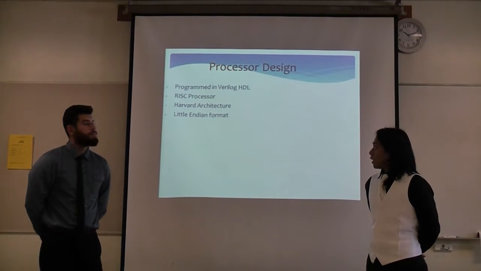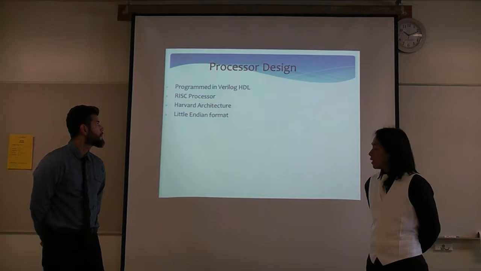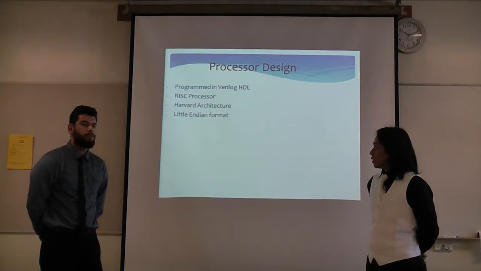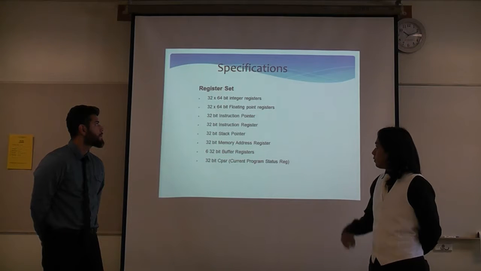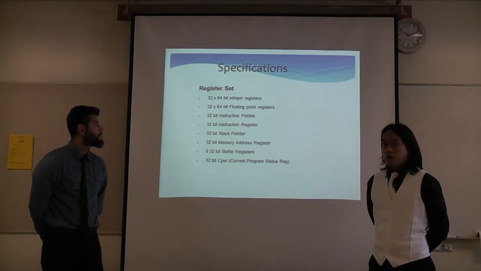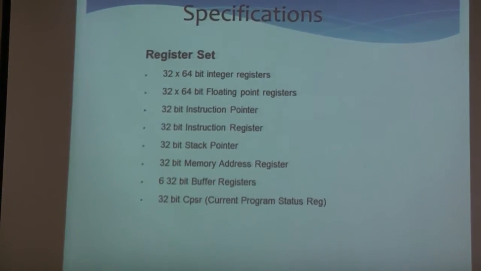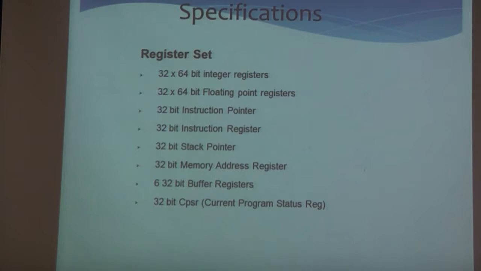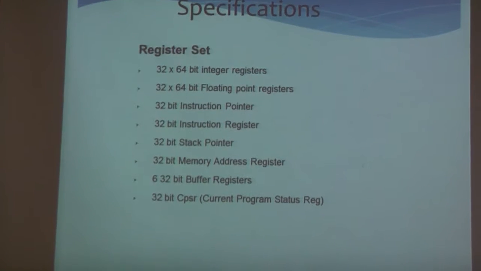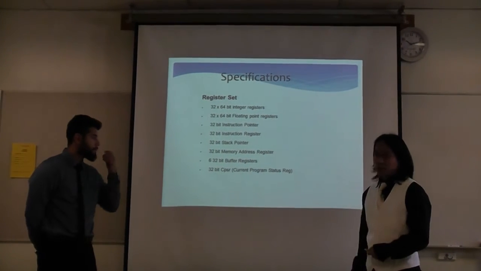It's built within a RISC processor design, has a Harvard architecture, and is written in Little Endian format. The specifications of our Corbinek processor are 32 64-bit integer registers, 32 64-bit floating point registers, a 32-bit instruction pointer, a 32-bit instruction register, a 32-bit stack pointer, 32-bit memory address registers, 6 32-bit buffer registers, and a 32-bit CPSR, which holds the status flags within our processor.